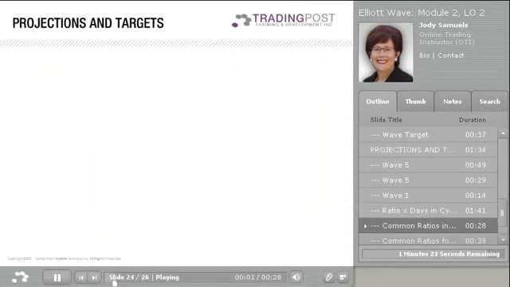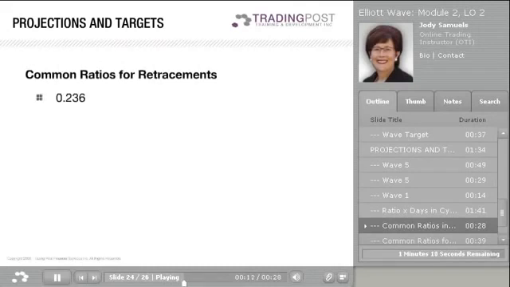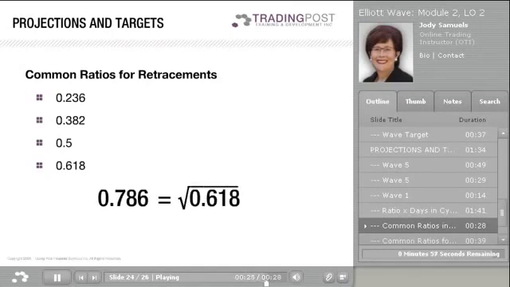Analysts use two additional ratios that we would like to introduce in this learning object. For retracements, we mention the most common ratios, which are 0.236, 0.382, 0.5, and 0.618. There is yet another ratio which is used, 0.786, which is the square root of 0.618.